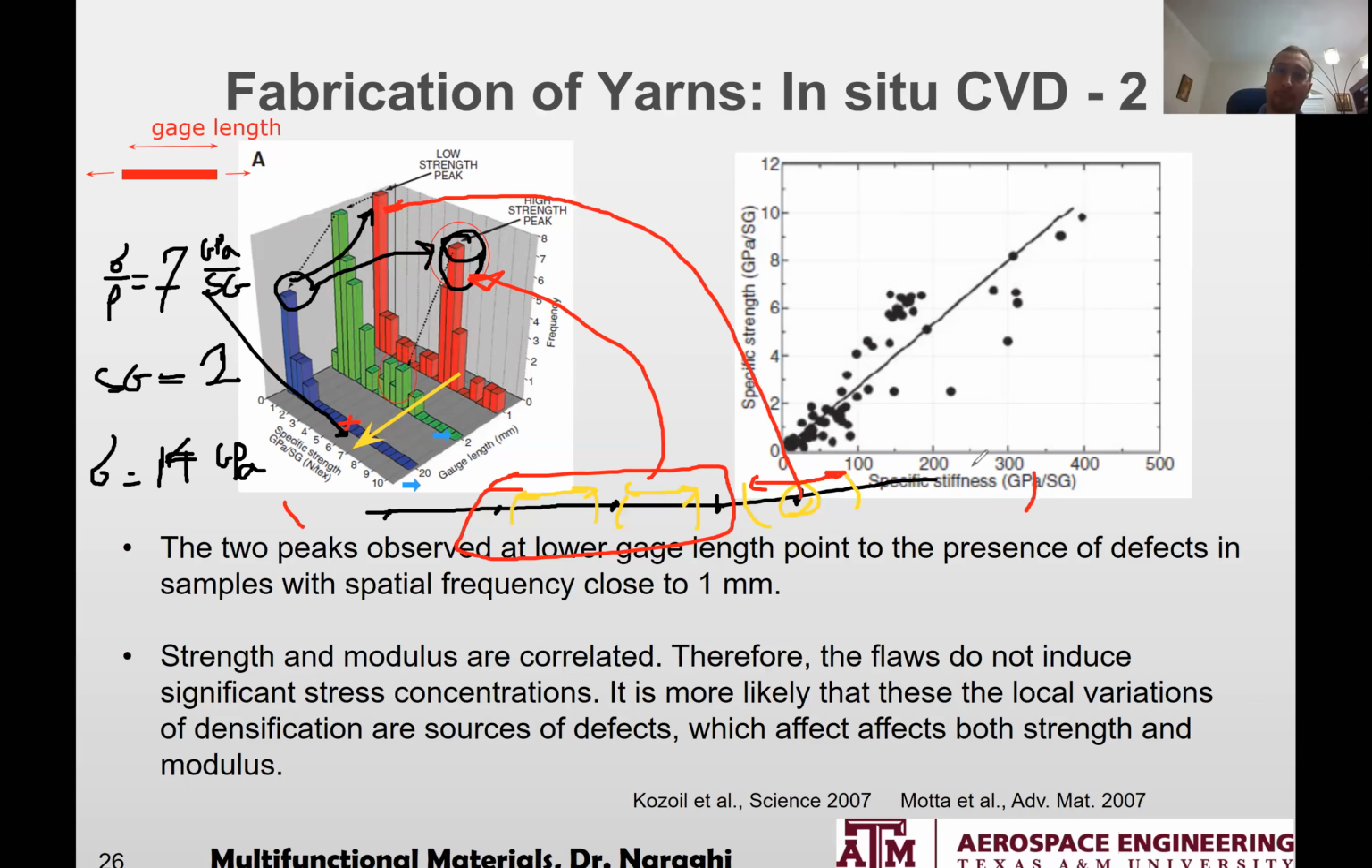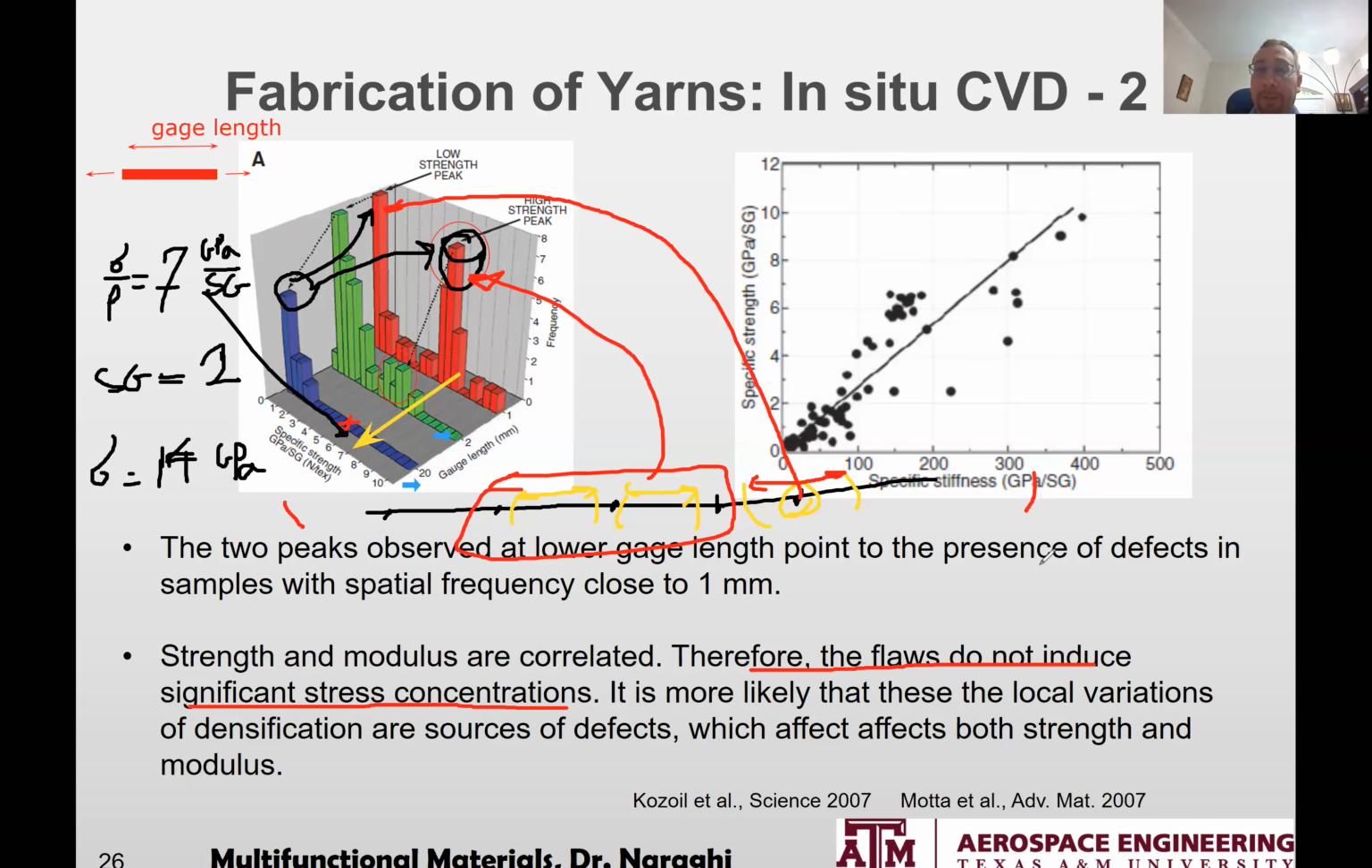Because when you're taking material out of everywhere in your sample, then modulus will drop. But the strength, which is a local phenomenon, like the weakest link that I explained, that will also go down. So basically, these are flaws that do not induce significant stress concentration, because if they did, they would have reduced strength much more than elastic modulus.